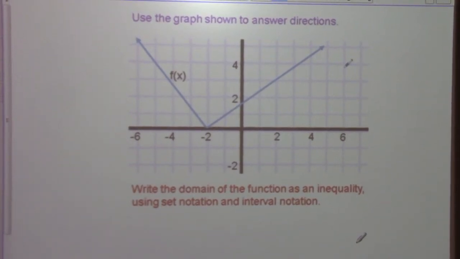Okay, we're going to use the graph shown to answer directions and write the domain of the function as an inequality using set notation and interval notation. What do you think? What would our inequality notation look like?